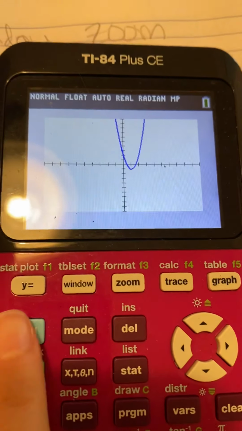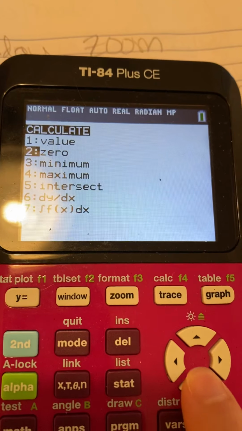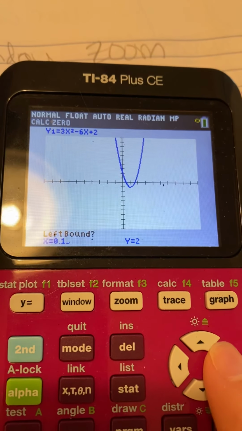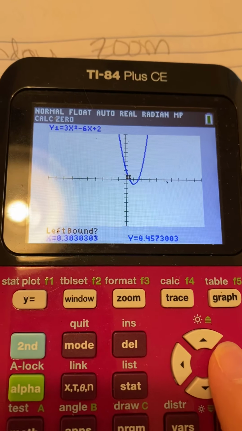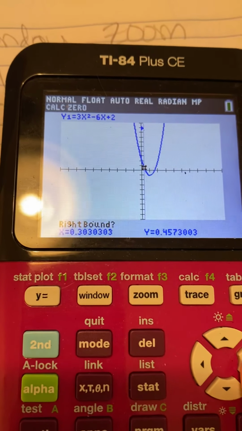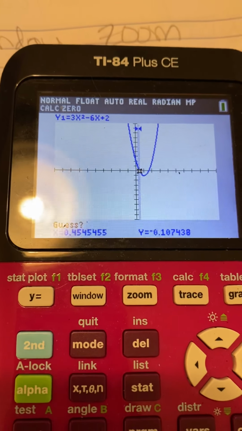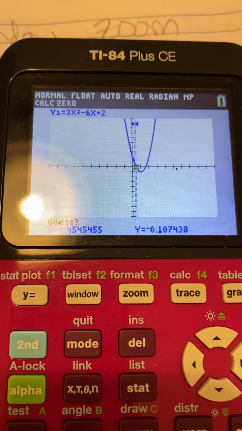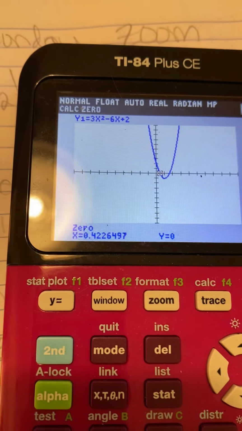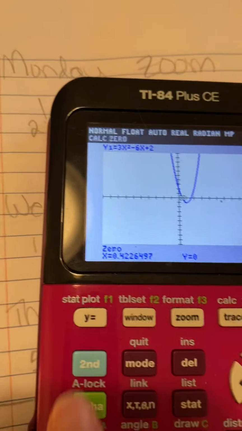Okay, and then I go second trace, pick 0, enter. I'm gonna scroll down here, and I'm on the positive side right now. Then move your cursor so your y value goes into the negatives. It went in. You'll see those 2 little arrows pointing at each other. Hit enter again. That's my first one, the 0.423 on my key.